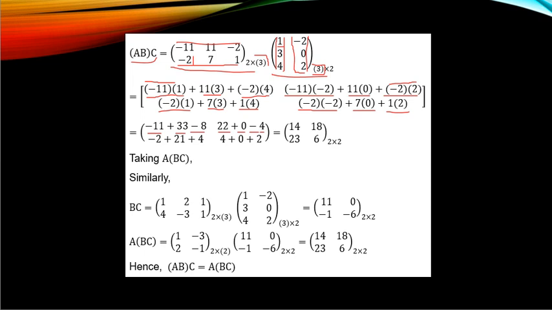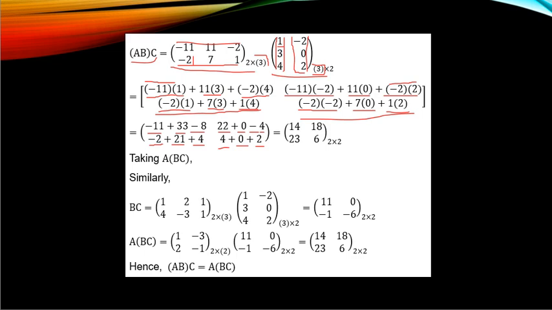You move to the second row, first entry. Everything here is the first entry when you add them together. Okay? Second row, first entry: minus 2 times 1, minus 2. 7 times 3, 21. 1 times 4 is 4. Second entry now: minus 2 times minus 2 is plus 4. 7 times 0 is 0. 1 times 2 is 2.